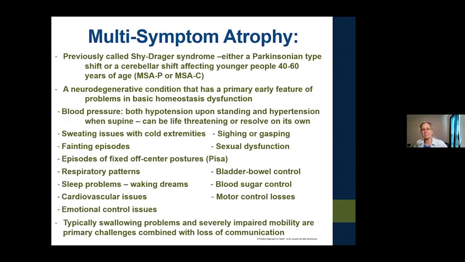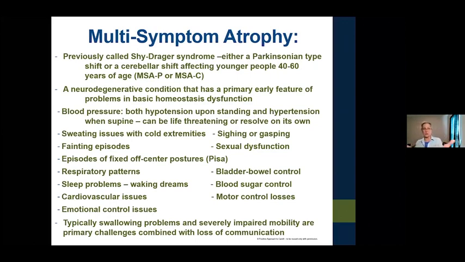Multisystem atrophy. This one was called Shy-Drager syndrome because of the physicians who found it, but now it's called multisystem atrophy. It either has a Parkinsonian look to it or a cerebellar look to it. It affects people in their 40s to their 60s typically. You either get multisystem atrophy that looks more Parkinsonian, so it has some of the cogwheel rigidity, tremors, some of the mask-like face, some of those kind of features, or it will be cerebellar, which is more of a gait disturbance.